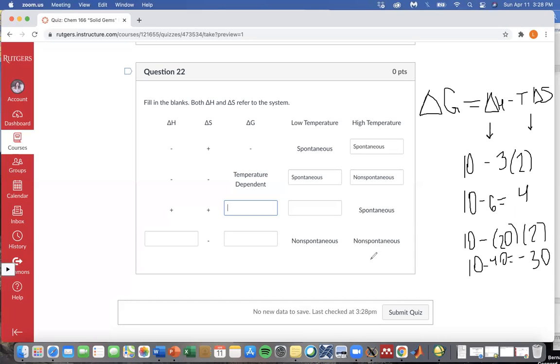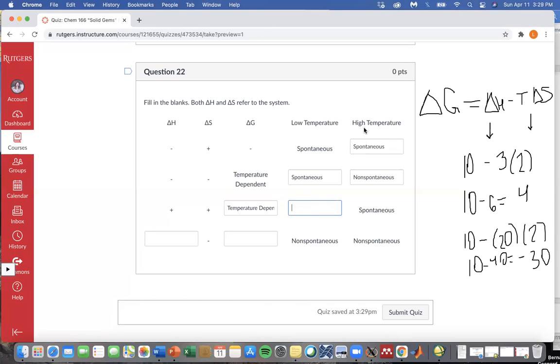Would it be positive, negative, or temperature dependent? Temperature dependent. Exactly. Does that make sense, or does that not make sense? I mean, yeah, it makes sense. Okay. How do you guys feel about it, Lone and Kelly? Yeah, that makes sense.